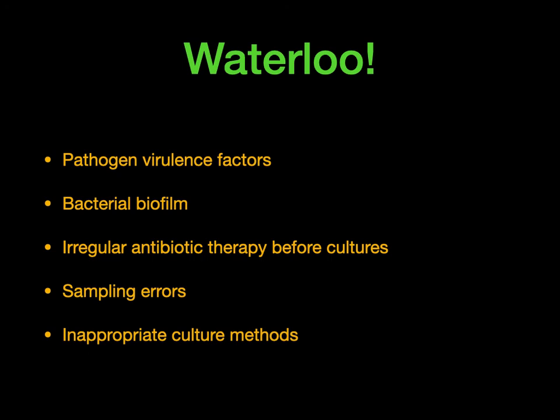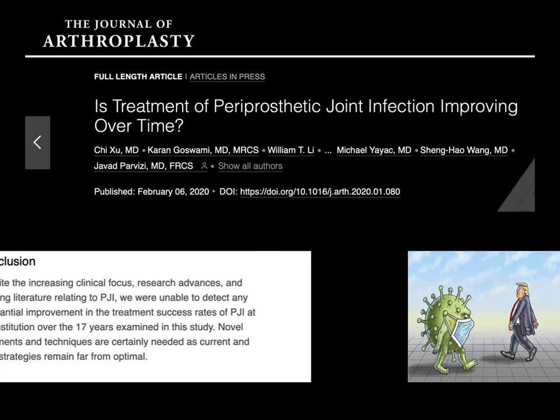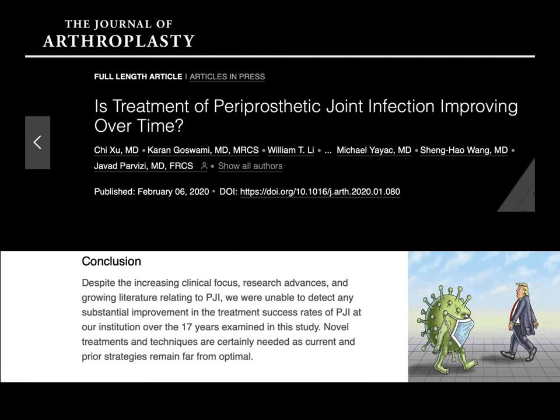The pathogen virulence factor, of course, is not in our hands. And before I end, this is some food for thought. This is a very recent Journal of Arthroplasty article, February 2020, in which again the same group, Parvizi et al., who have extensive experience in infection, questioned whether we have improved over time. And the sad truth was that they were unable to detect any substantial improvement in the treatment success rate of periprosthetic joint infection in the last 17 years. There's a need to develop treatments and techniques which would improve that.